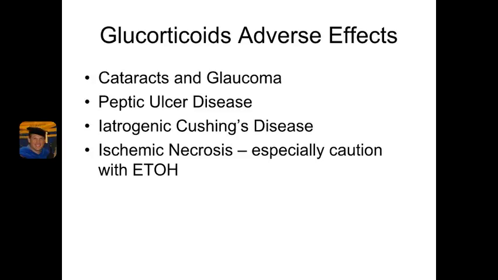In addition to that, you can also have ischemic necrosis, especially with patients who have high levels of alcohol consumption. So alcohol consumption plus steroids may cause ischemic necrosis, which is going to cause death of the bone marrow. That in turn could lead to hip replacement or other joint replacements because you've actually killed the bone.